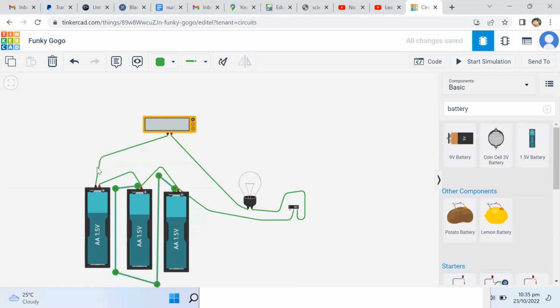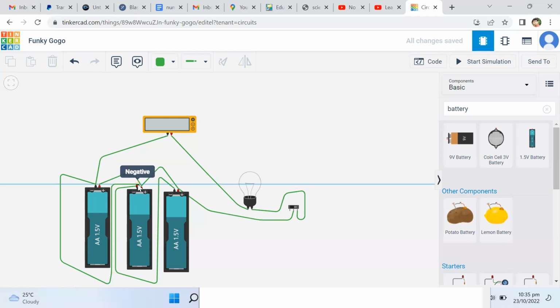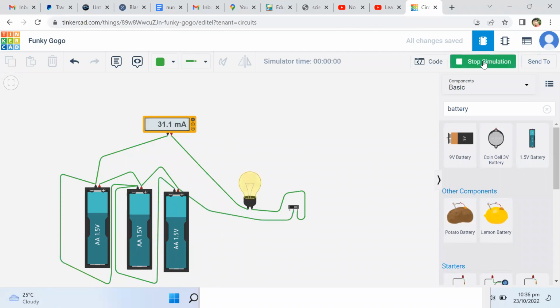And this negative needs to be connected to this negative. Okay, and negative, negative, negative, positive, positive, positive. But you are taking from the positive, you are taking from the negative. Let's see the amperage now. Can you see it is now 31.1 milliamperes.